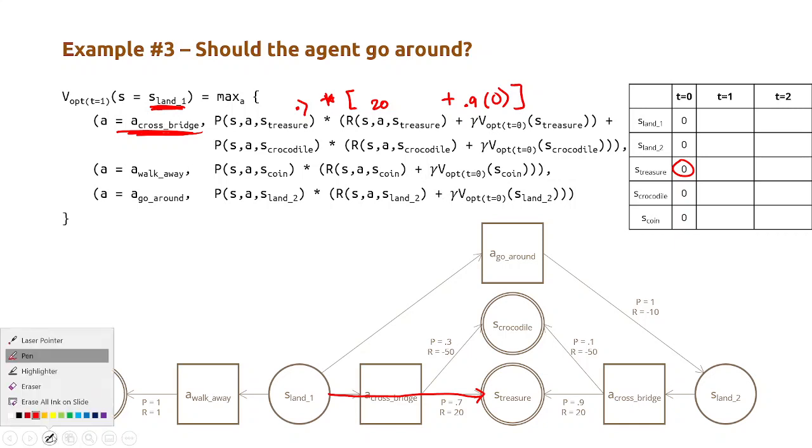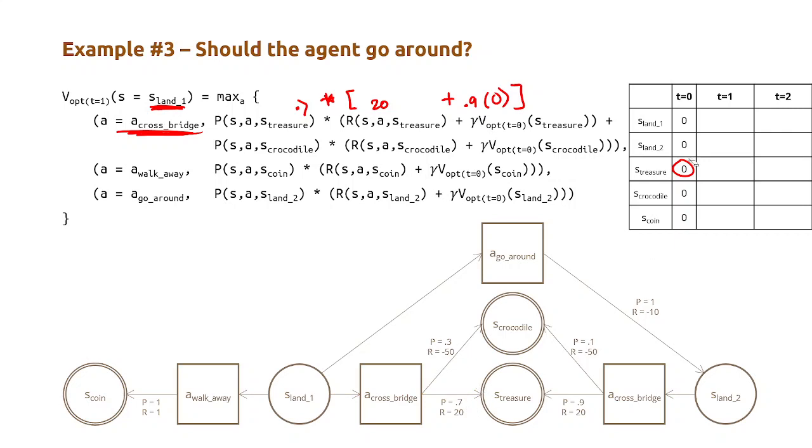Next, we calculate the value of S1 crossing the bridge and transitioning to crocodile. So the probability is 0.3, times the reward of negative 50, plus 0.9, which is our gamma, times the optimal value of crocodile at time t equals 0. It is equal to 0.